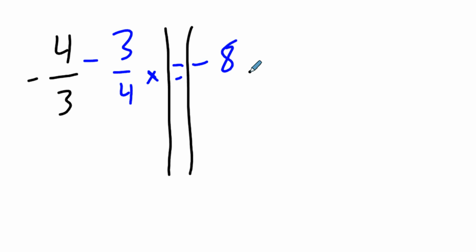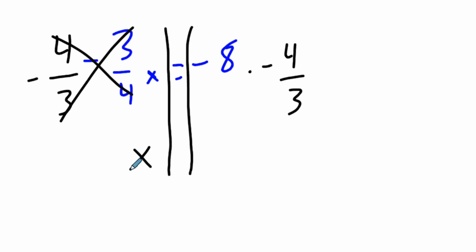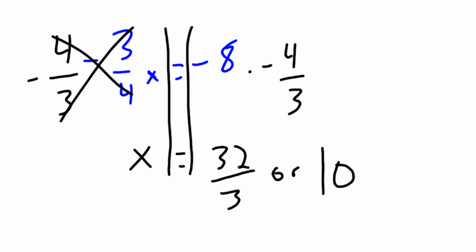We have to multiply both sides. This one is going to be times a negative 4/3. These cancel each other out. A negative times a negative is just a positive. So we're left with x equals negative 8 times negative 4/3. We can't simplify anything, so we end up with 32/3, which is 10 2/3. Again, when the coefficient is a fraction, you have to multiply by the reciprocal to get rid of that fraction, and that's how we solve that equation.